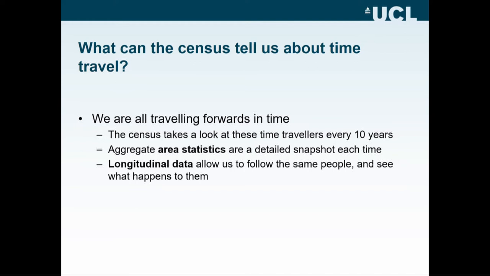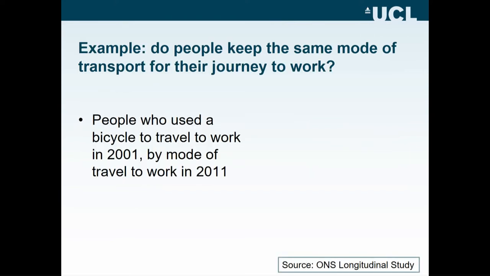Longitudinal data, on the other hand, allow us to follow a group of people over time and to look at the changes for those individuals over time. As an example of this, I'm just going to use one small example. Do people keep the same mode of transport for their journey to work? And this is the sort of question we can explore with longitudinal data. So I've chosen people who used a bicycle to travel to work in 2001, and then looked at how the same people traveled to work in 2011. Do they carry on using a bicycle? Do they use something else?